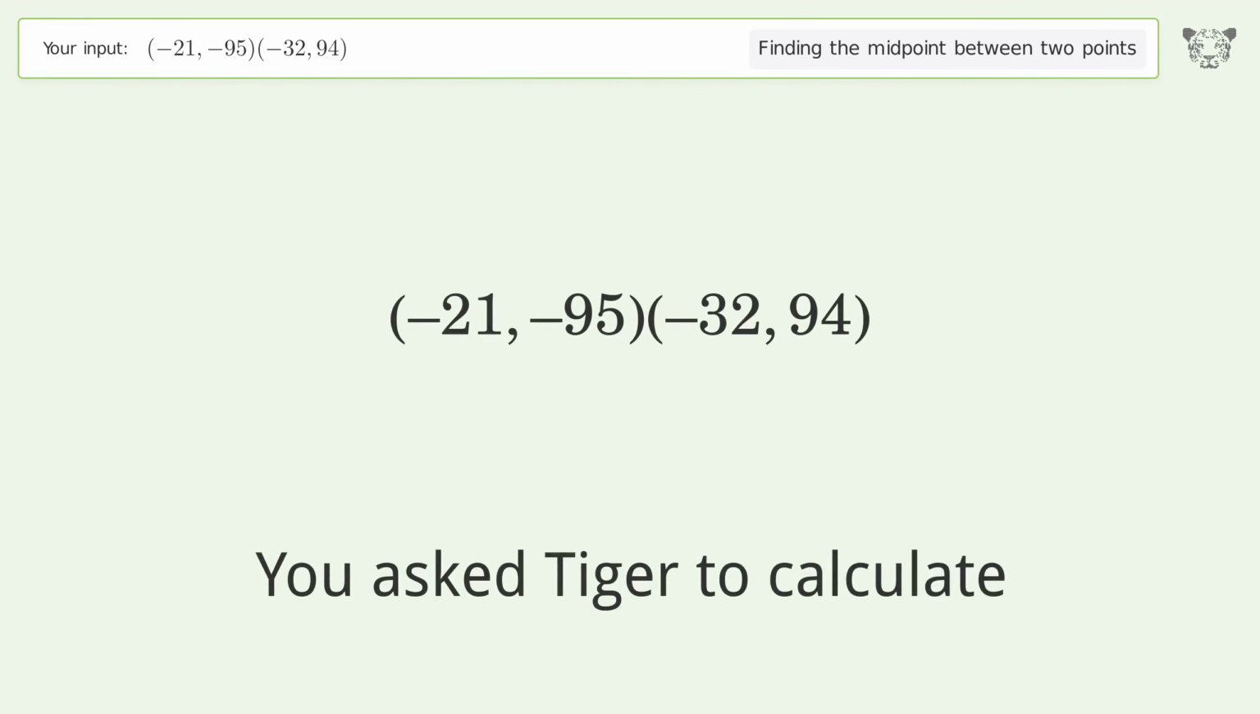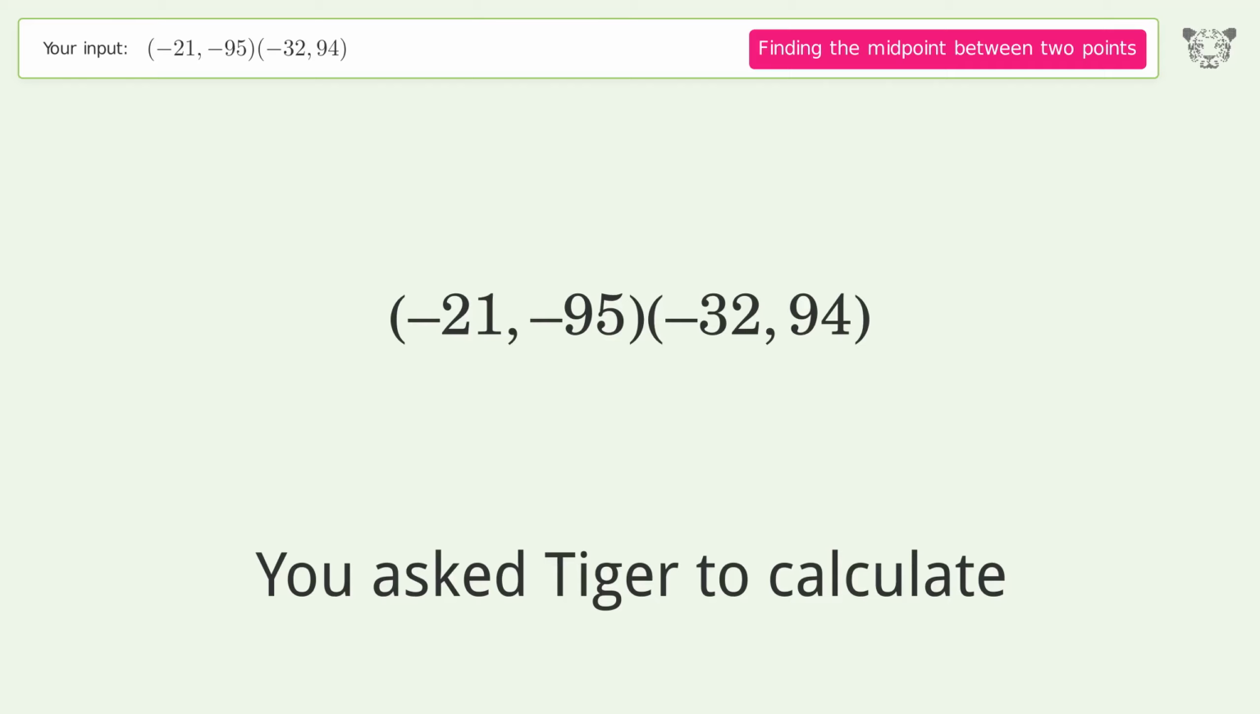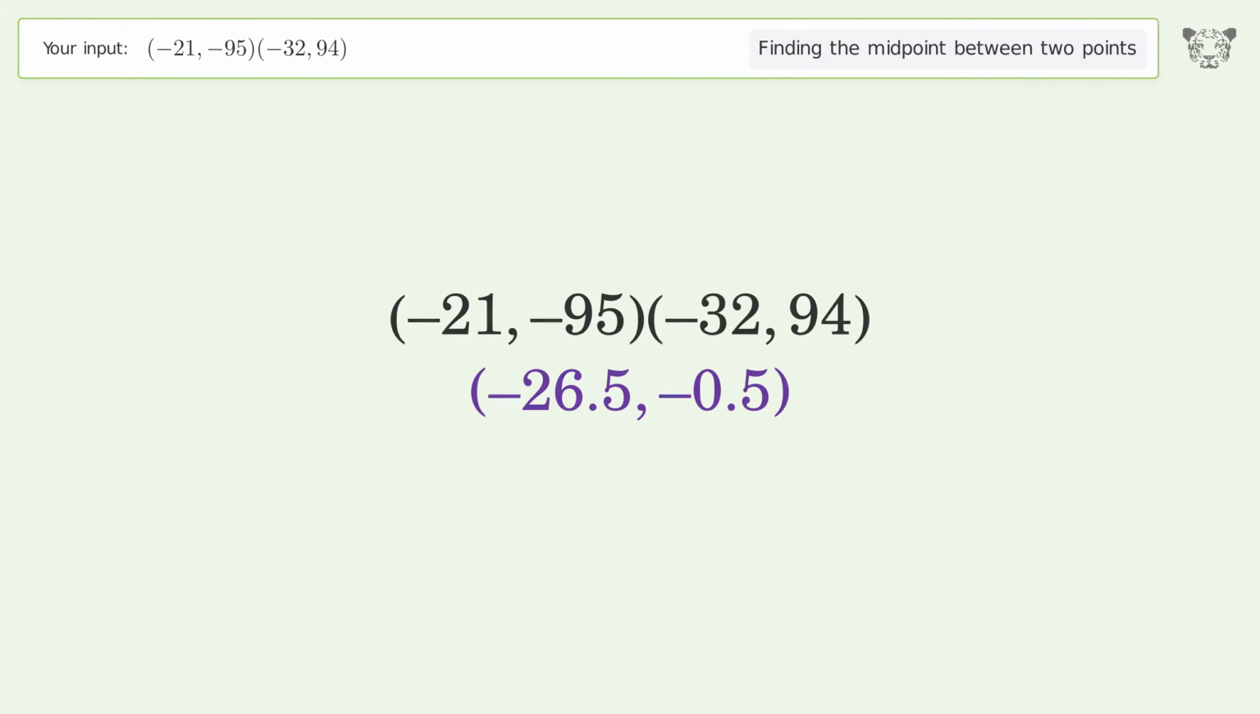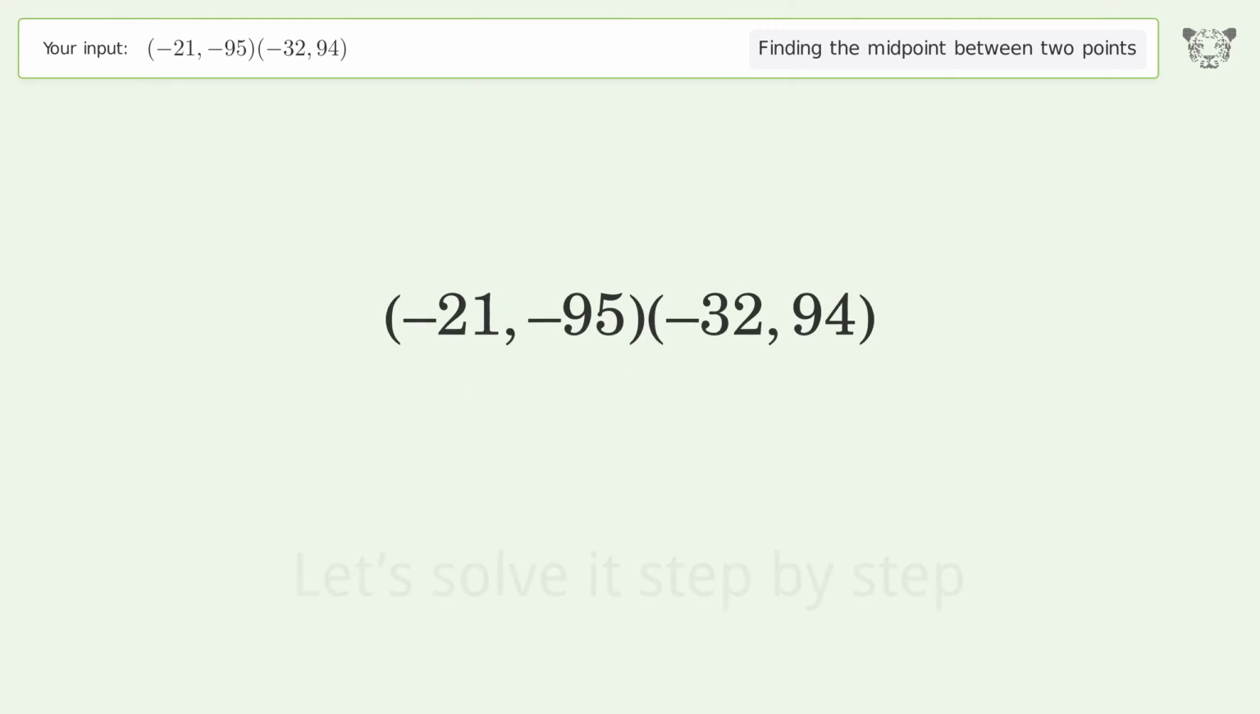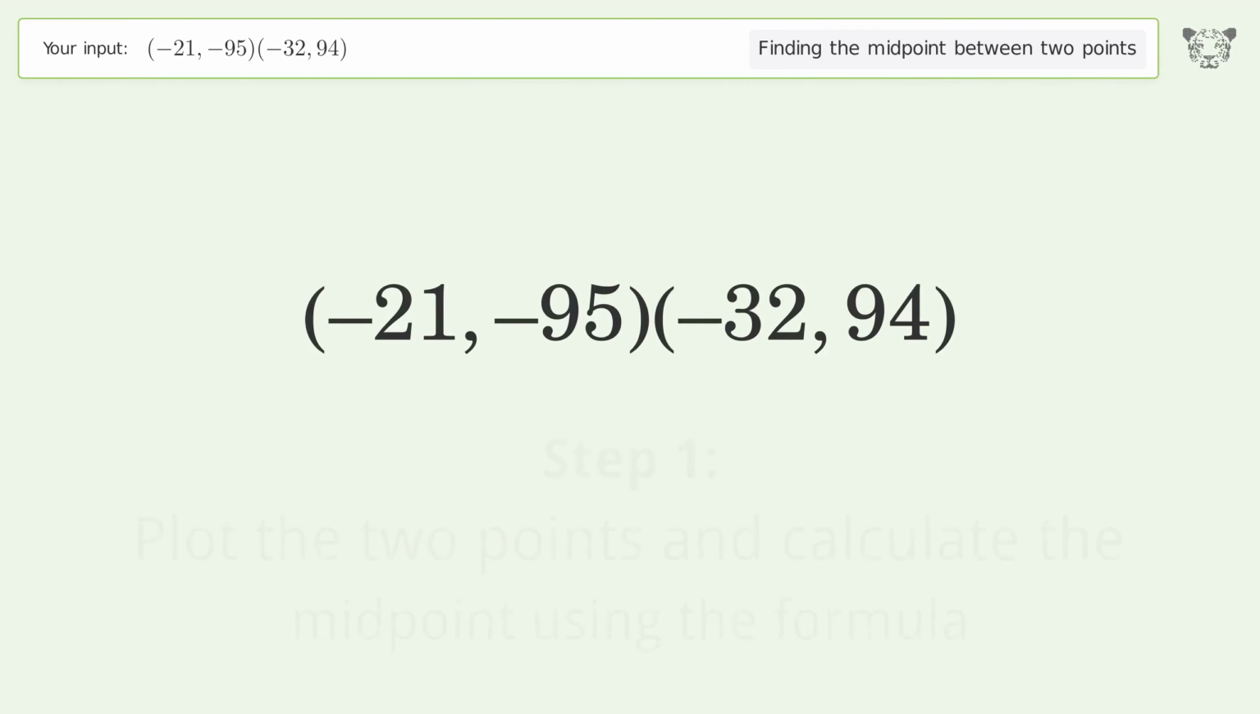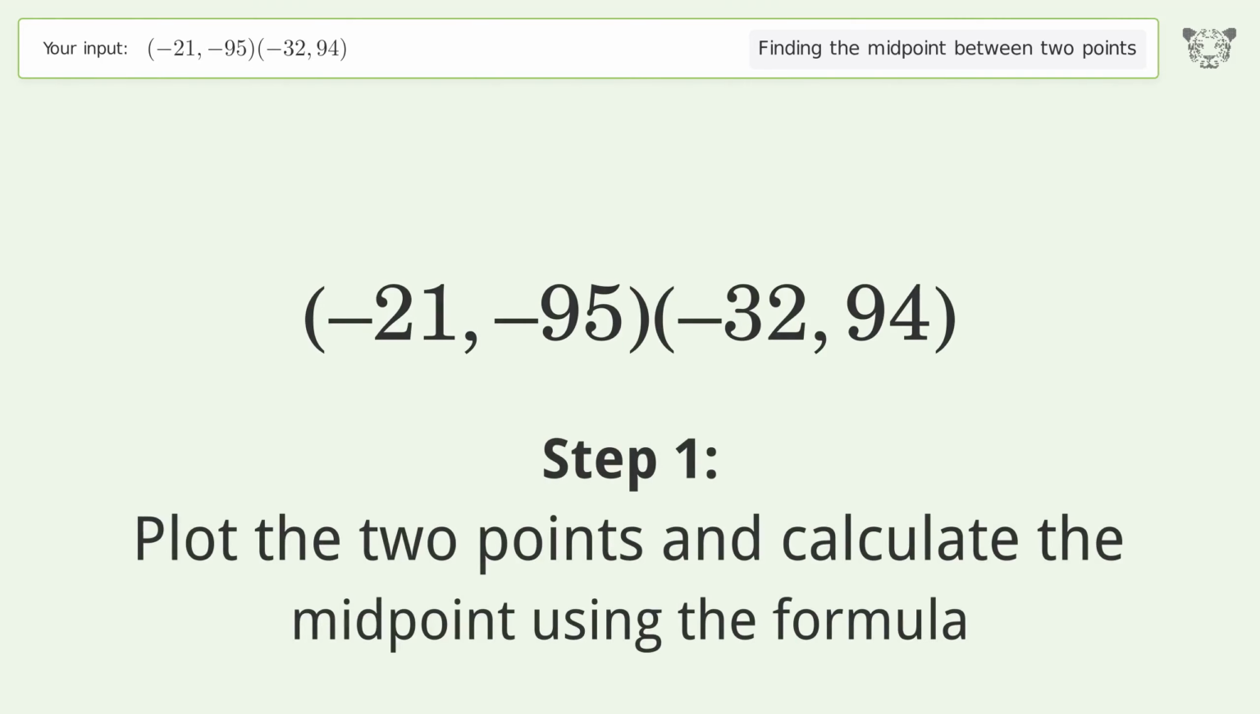You ask Tiger to calculate. This deals with finding the midpoint between 2 points. The midpoint between the 2 points is -26.5, -0.5. Let's solve it step by step. Plot the 2 points and calculate the midpoint using the formula.